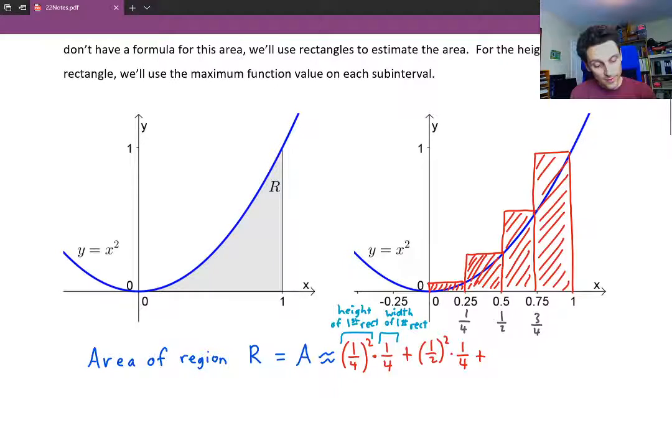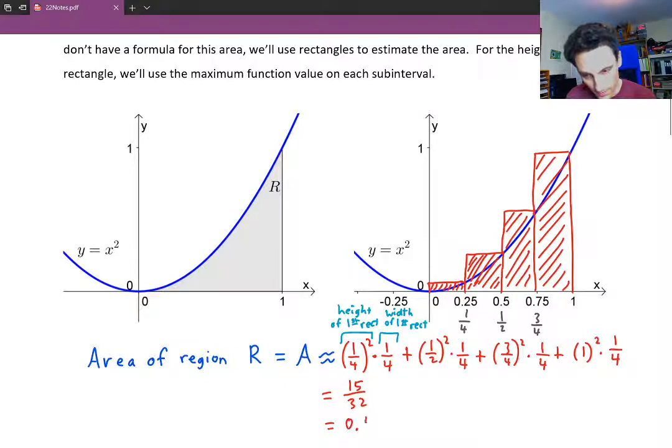Now to get the height of that third rectangle, we'll take 3/4, plug it into the function. This is what it looks like to plug 3/4 into the function, and then multiply by the width of that third rectangle, which is again 1/4. They all have the same width. And then we'll plug in the x value to give you the height of the last rectangle. So that's 1 squared, and then times 1/4. And if you work out all the fractions, you end up getting 15/32, which is 0.46875. So this gives us an approximation for the area of R.